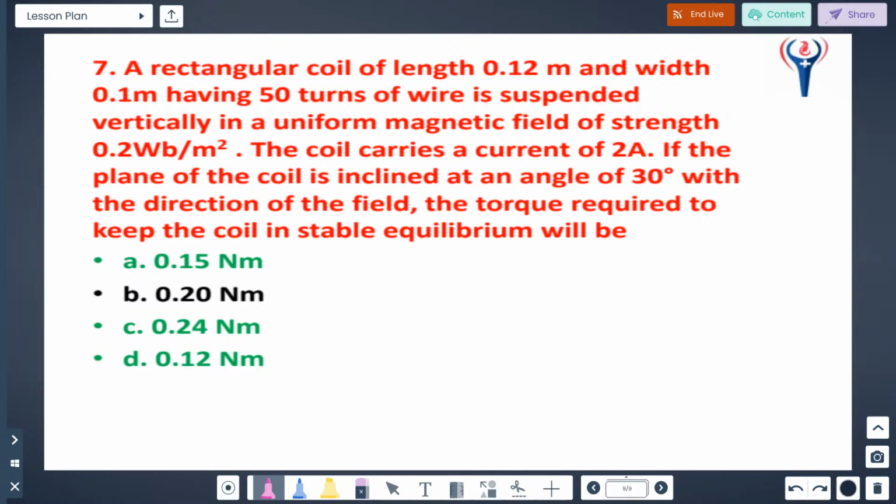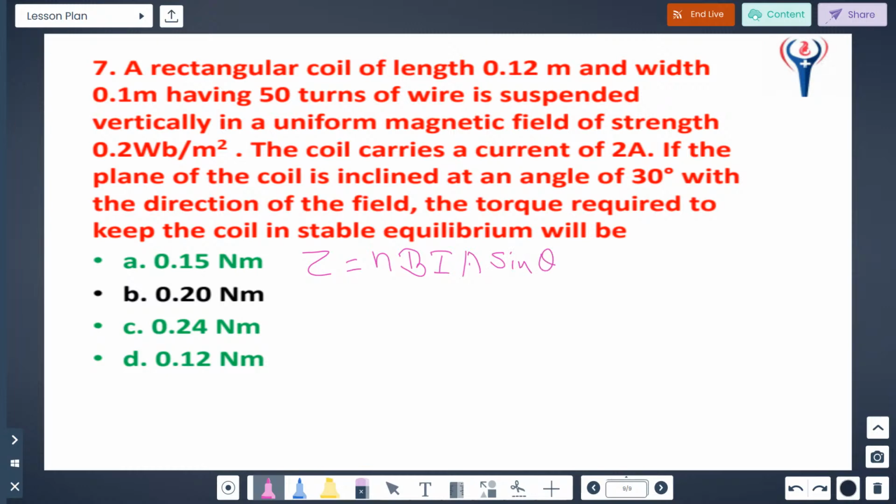A rectangular coil of length 0.12 meter and width 0.1 meter having 50 turns of wire is suspended vertically in a uniform magnetic field of strength 0.2 Weber per meter square. The coil carries a current of 2 ampere. The plane of the coil is inclined at an angle of 30 degree with the direction of the field. The torque required to keep the coil in stable equilibrium will be dash. Formula is tau equal to N B I A sin theta.